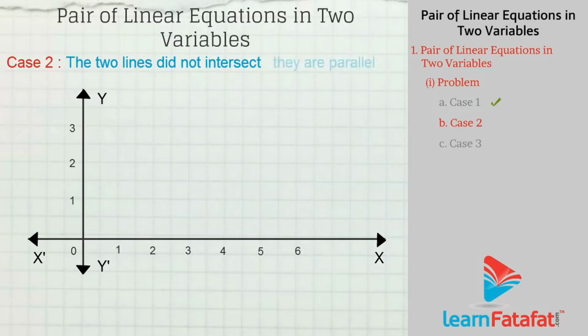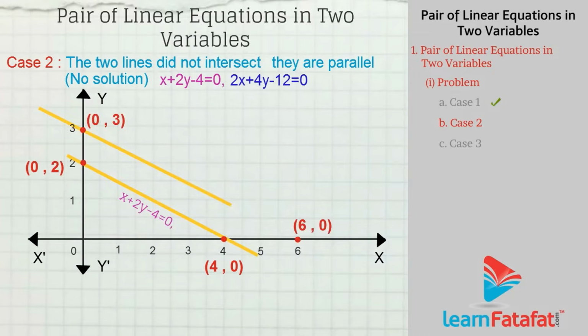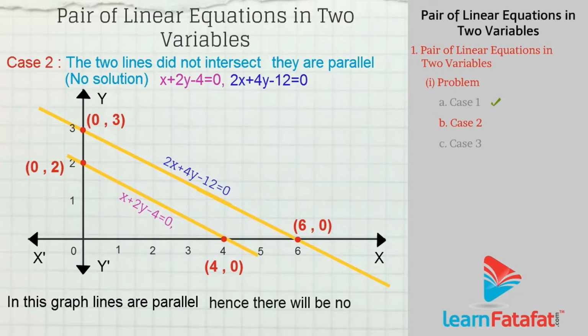Case 2. The two lines do not intersect, that is, they are parallel: no solution. Equations are x + 2y - 4 = 0 and 2x + 4y - 12 = 0. The graph for these equations will be as follows. Since these are parallel lines, there will be no solution.